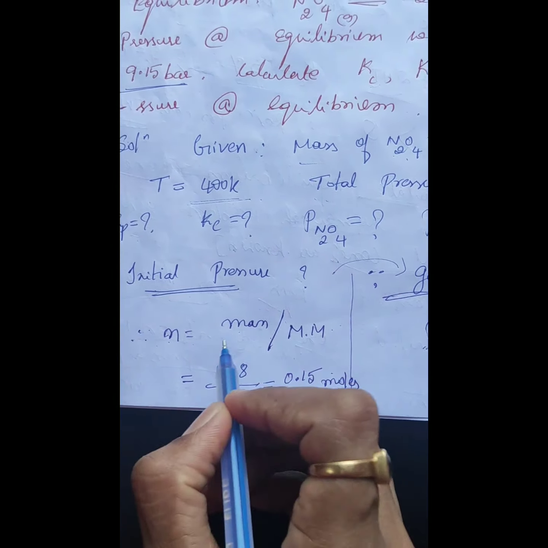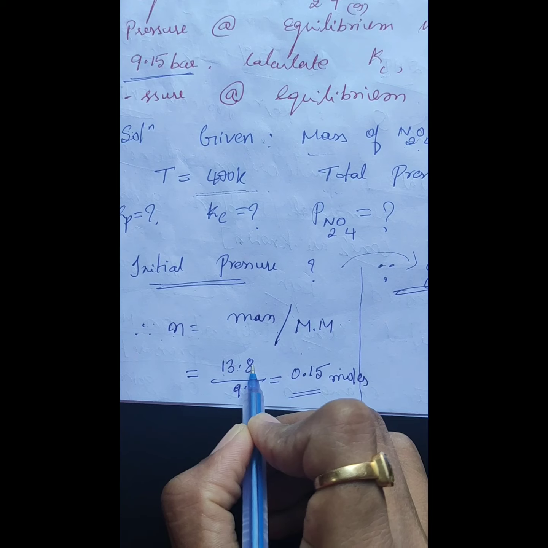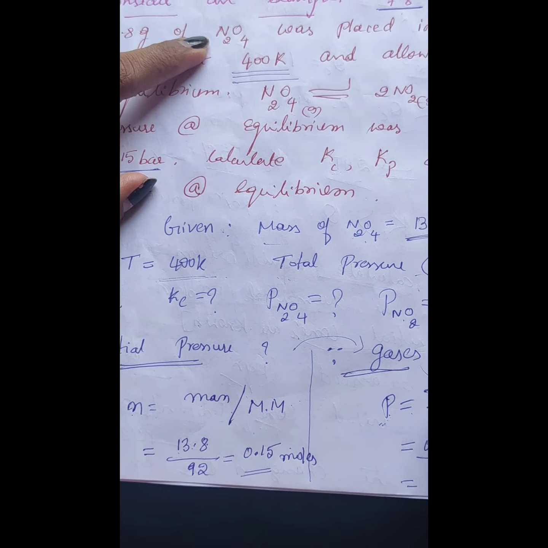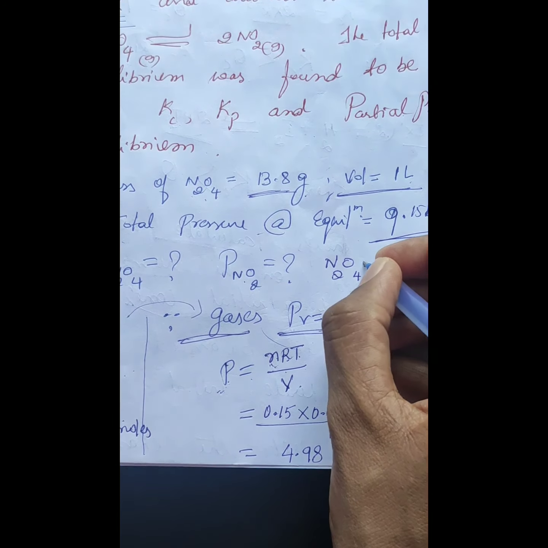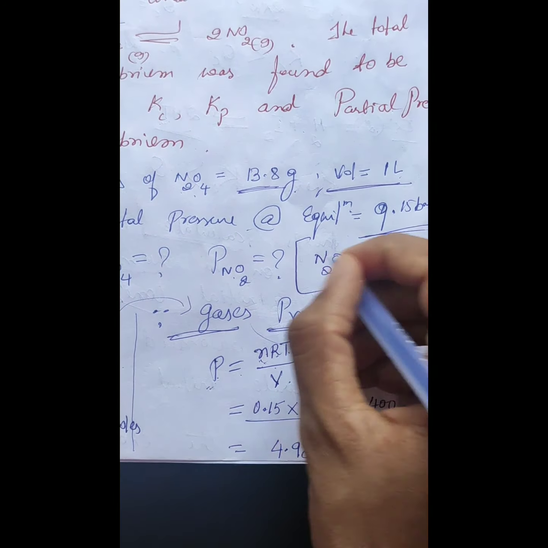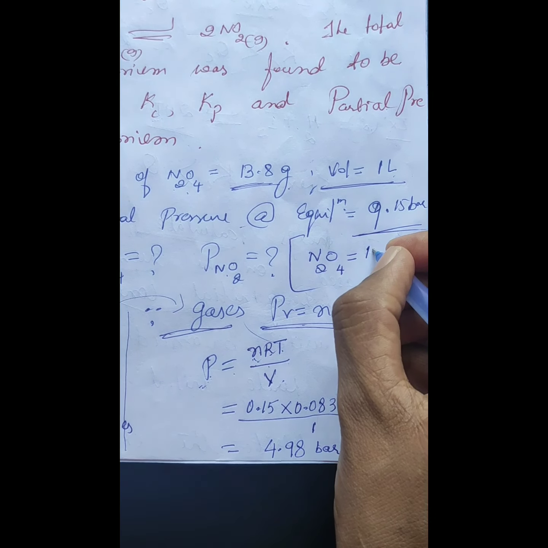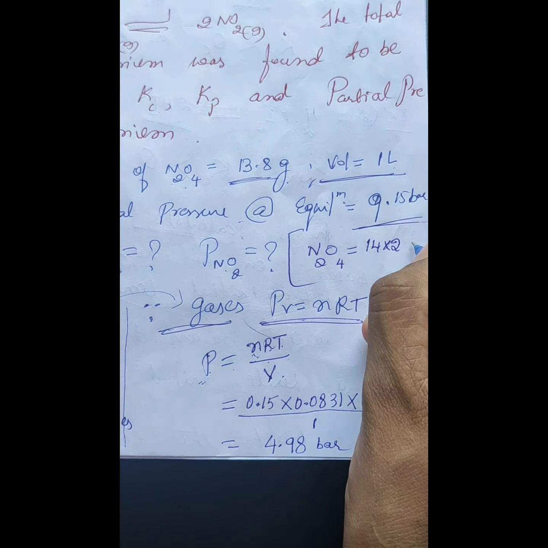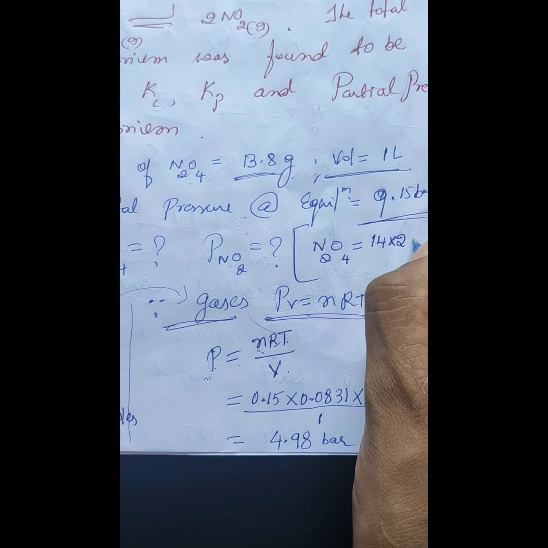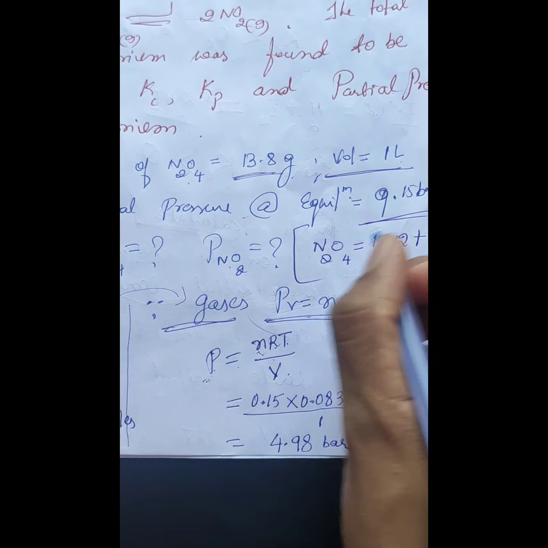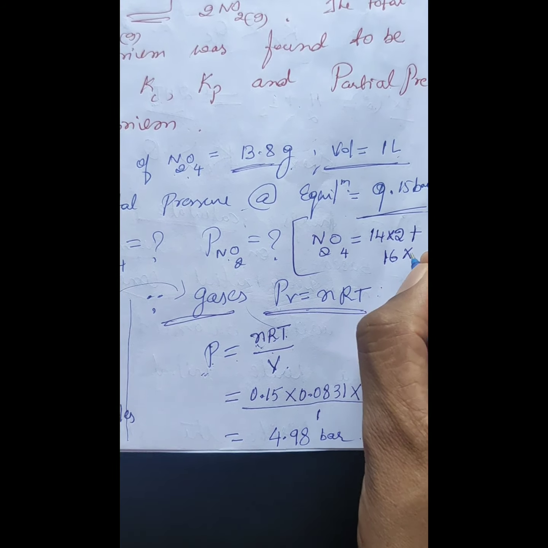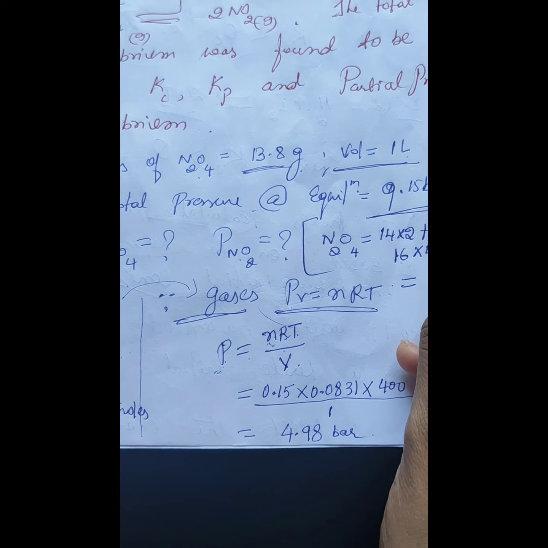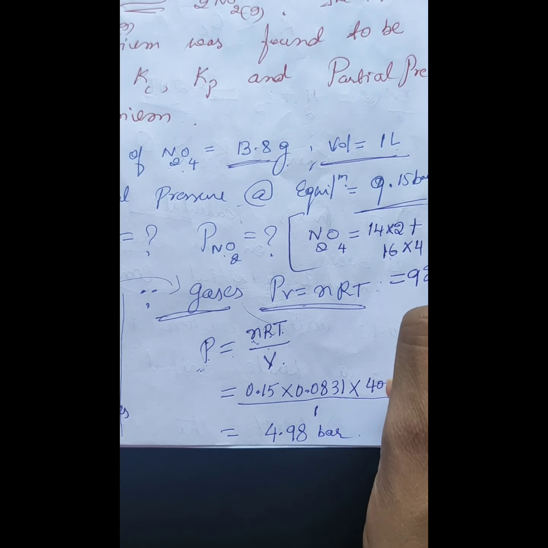Mass is given, right children? It is 13.8. But molar mass is not given. But you know how to calculate molar mass. The molar mass of the reactant you should take, because you are going to calculate the initial concentration. N2O4: the atomic weight of one atom of nitrogen is 14. How many atoms of nitrogen? 2. So 14 into 2, plus oxygen, whose atomic weight is 16. How many atoms? 4. So the total will be equal to 92.